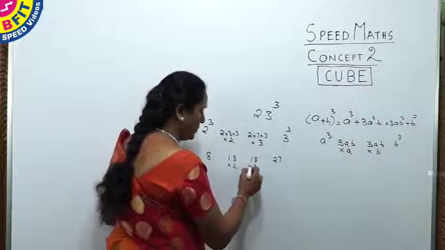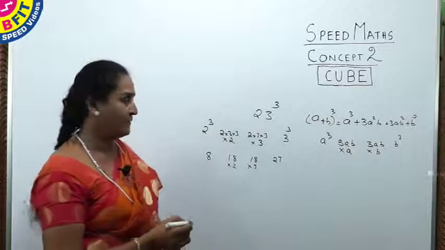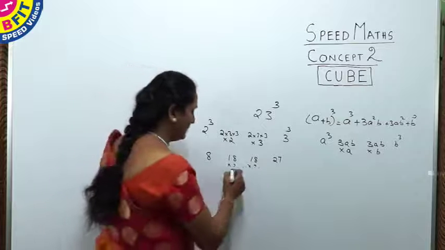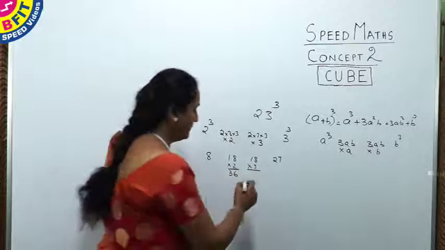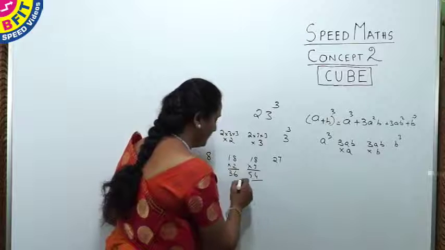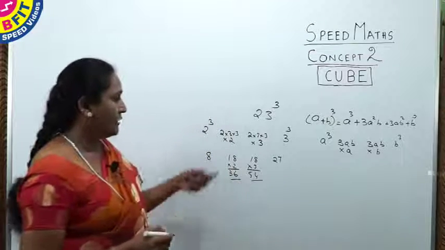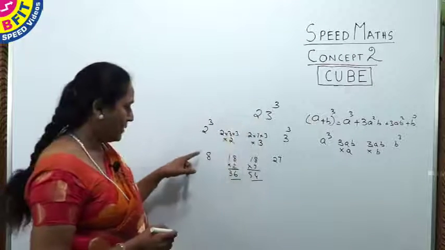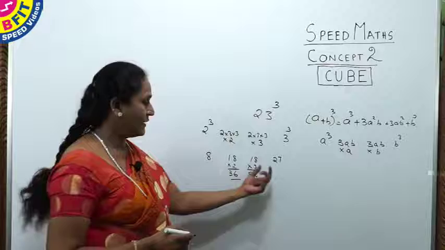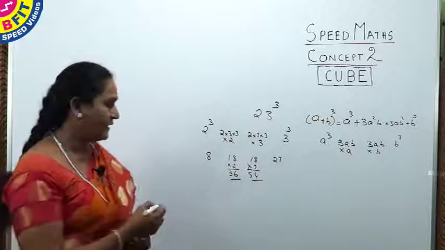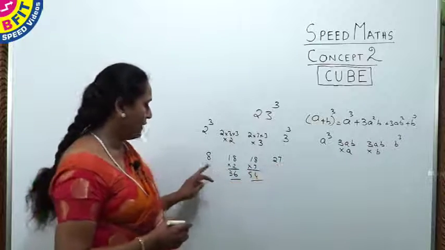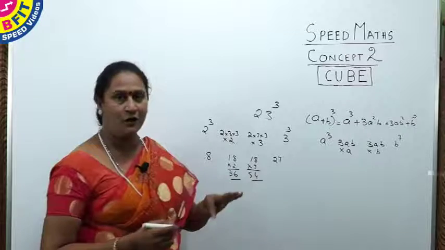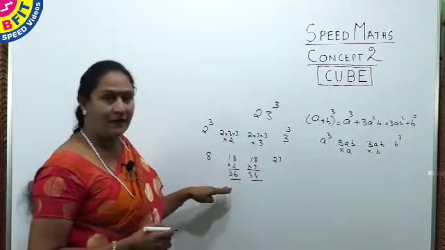By doing so, you can make your work simpler. So 18 into 2 is 36. What is 18 into 3? It is 54. So now 23 cube can be got by expanding this and collecting the answer. How to get the answer from this expansion? You have 1, 2, 3, 4 terms. In each term you have to collect the single digit.